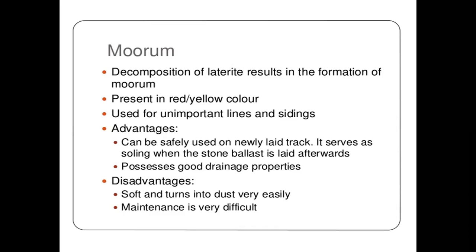Murram. The decomposition of laterite results in the formation of murram. They are red or yellow in color. These are used for unimportant lines and side links. The major advantage of using murram as a ballast is that it can be safely used on a newly laid track. It serves as soiling when the stone ballast is laid afterwards, and it has good drainage properties.